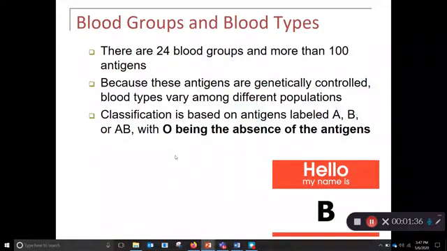There are 24 different blood groups, and a combination of 100 different types of antigens. We're not going to worry about that. All we care about is that all these antigens being exposed are genetically determined or controlled.